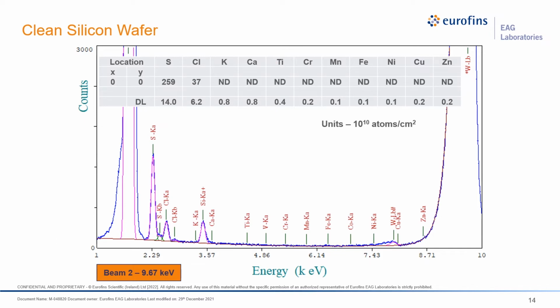And we list everything else as ND, meaning not detected. So there's another phenomenon that I'll also discuss later in the presentation. As you see here, there's a peak called Si K alpha plus. And this is what's called a sum peak. And this is coming from our silicon substrate.